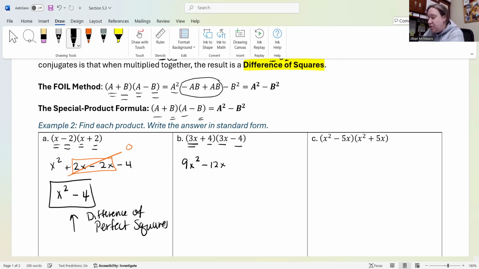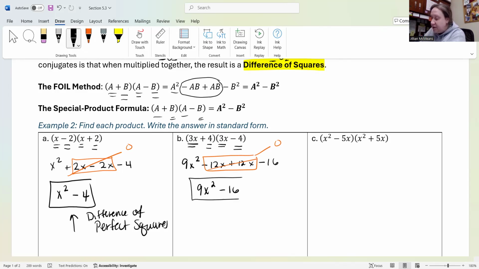We take the inner terms, which is 4 times 3x. 3 times 4 is 12, and then we just keep the x. And then finally, we do the last terms. 4 times negative 4 is negative 16. Notice, just like in the previous example, those middle terms, they cancel out to become a 0, okay? And we're left with 9x squared minus 16.